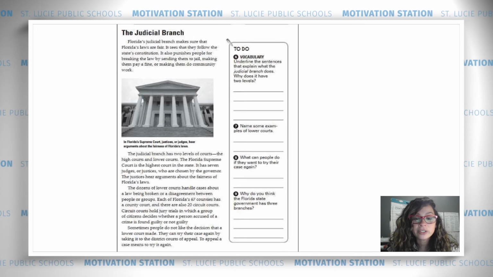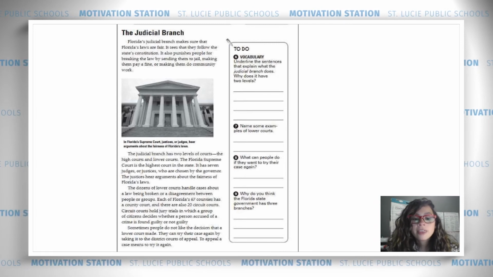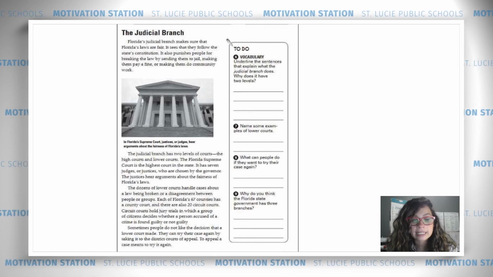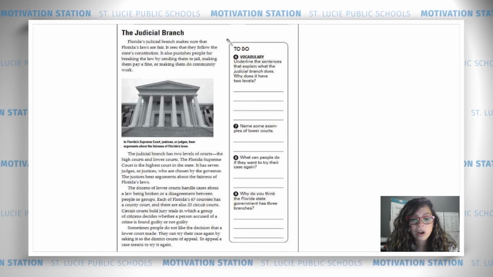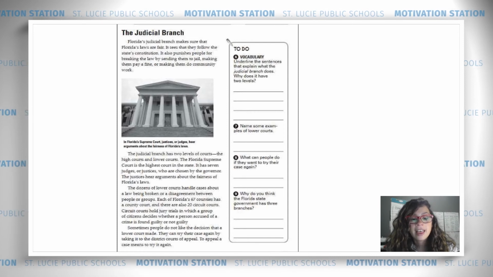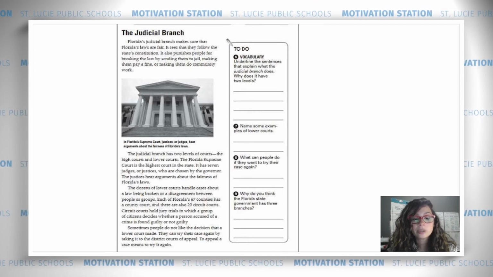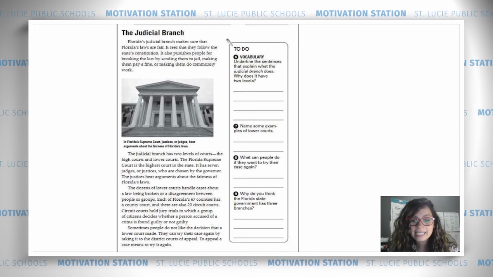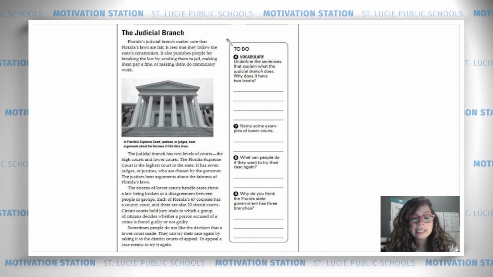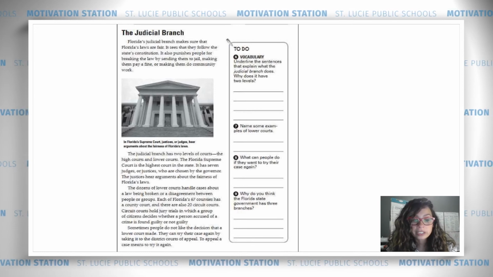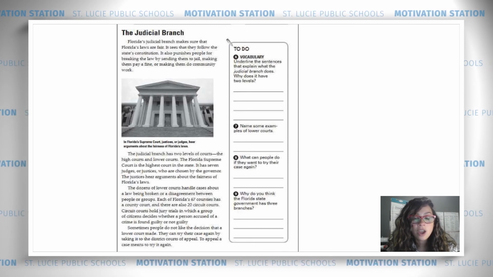The judicial branch has 2 levels of courts, the high courts and the lower courts. So how many courts does the judicial branch have? 2. The Florida Supreme Court is the highest court in the state. It has 7 judges or justices who are chosen by the governor. The justices hear arguments about the fairness of Florida's laws. The dozens of lower courts handle cases about a law being broken or a disagreement between people or groups. Each of Florida's 67 counties has a county court, and there are also 20 circuit courts. Circuit courts hold jury trials in which a group of citizens decides whether a person accused of a crime is found guilty or not guilty.